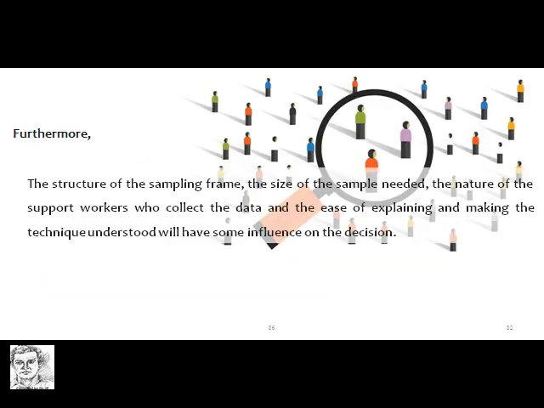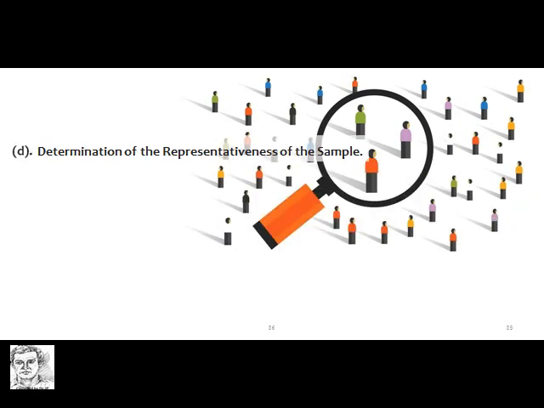Furthermore, the structure of the sampling frame, the size of the sample needed, the nature of the support workers who collect the data, and the ease of explaining and making the technique understood will have some influence on the decision. 5 main techniques can be used to select a probability sample.